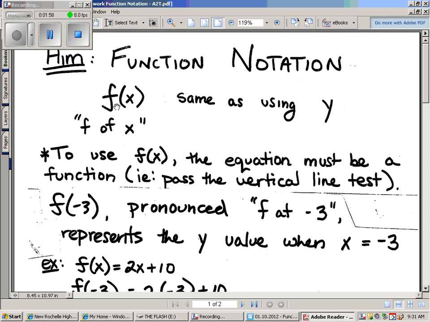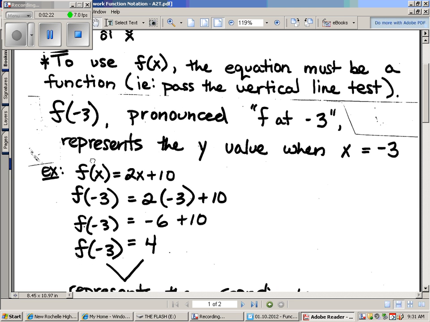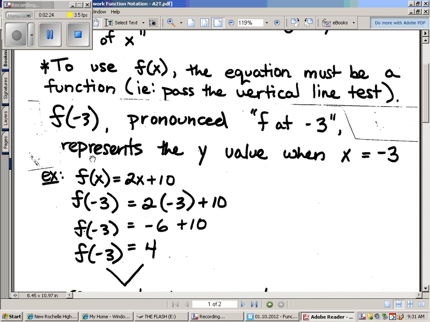Let's talk about how we could say it. If you see something written like this, this means f of x. It's the same thing as using y. So if you see f of x written down and you don't like doing it because it confuses you, take this thing over here, delete it, and put a y. Let's talk some more. To use f of x, the equation must be a function. That means it's got to pass the vertical line test.